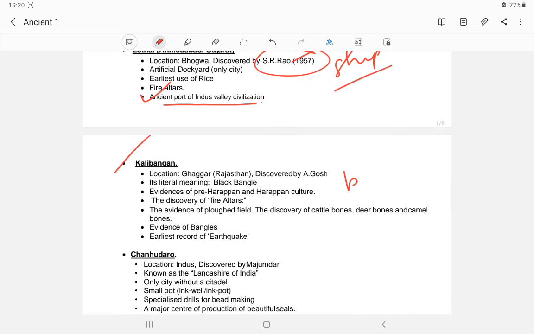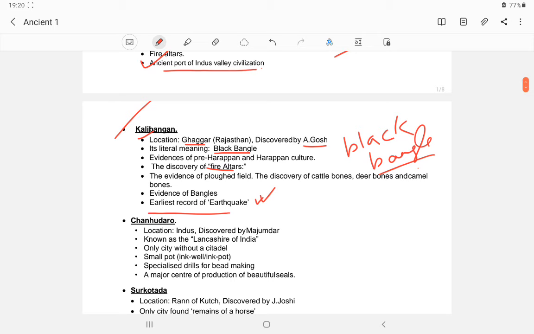Kalibangan means black bangles. Kali means black, Bangan means bangles. It is located on the Ghaggar river. It has the discovery of fire altars and the earliest record of an earthquake. Next, Chanhudaro, discovered by Majumdar, is the only city without a citadel, and a major center for production of beautiful seals.